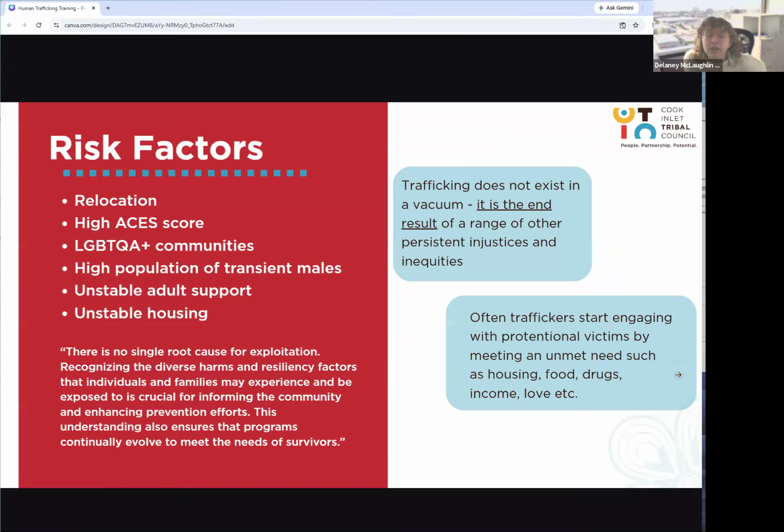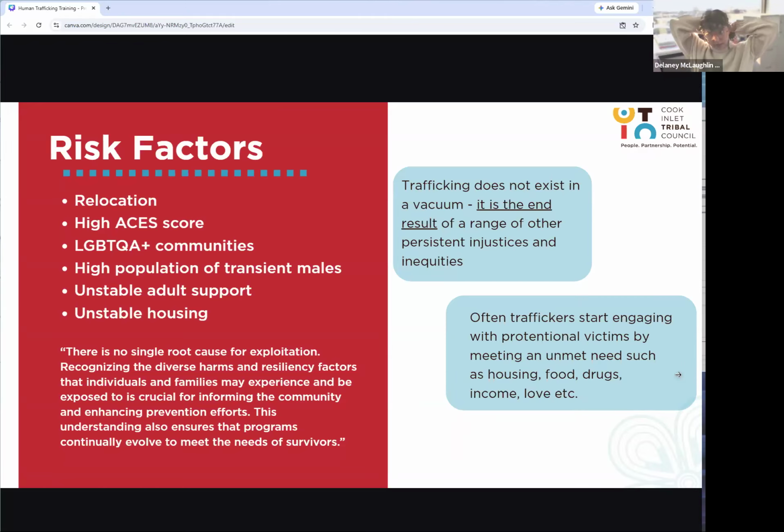And then, so risk factors. When you're thinking about who may be vulnerable to sex trafficking or to trafficking in general, it's important to think about trafficking and that it does not exist in a vacuum, and that it is often the end result of a range of other persistent injustices and inequities. And again, traffickers often start engaging with potential victims by meeting an unmet need, such as housing, drugs, food, income, love, etc.